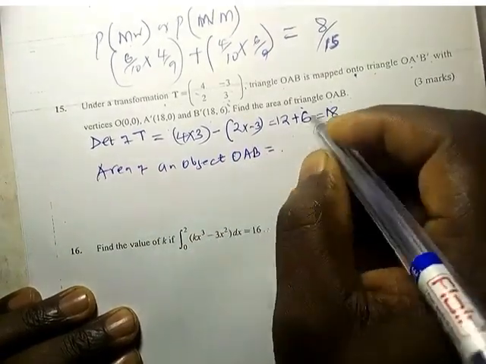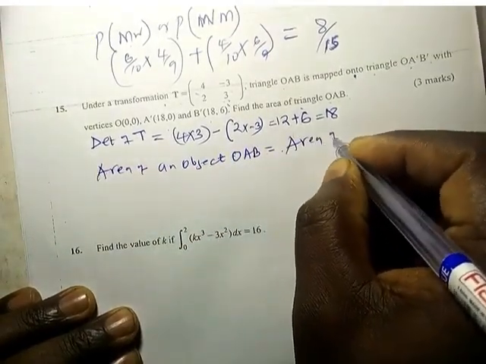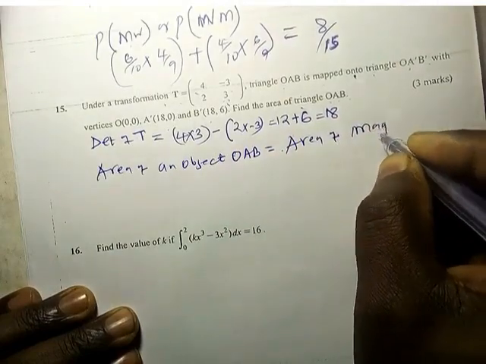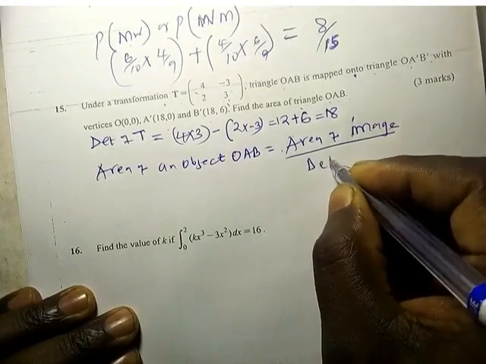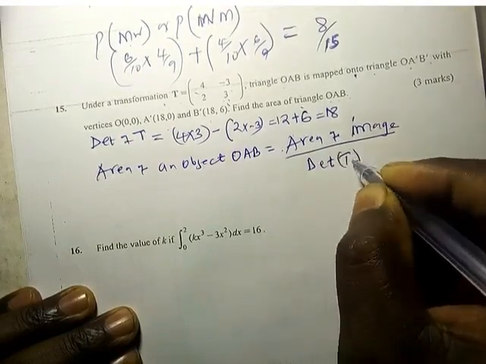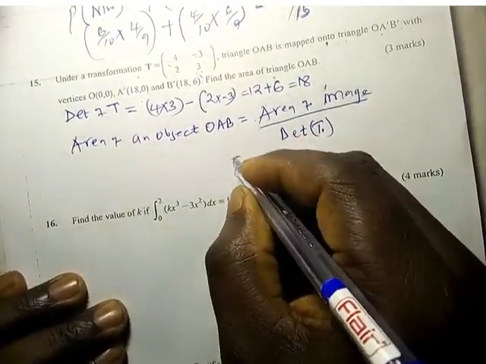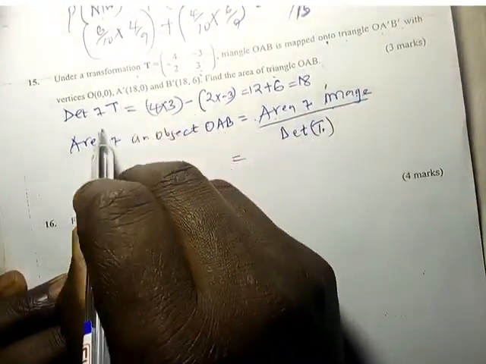OAB is equal to the area of the image divided by the determinant of the transformation matrix. So now we have the area of the image. How do you get the area?